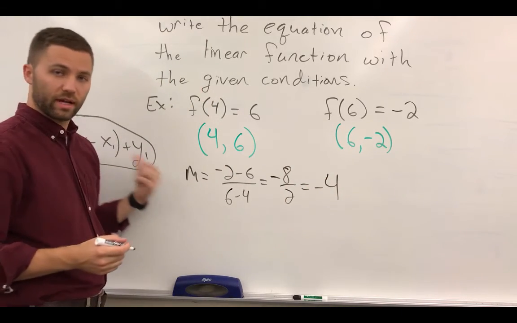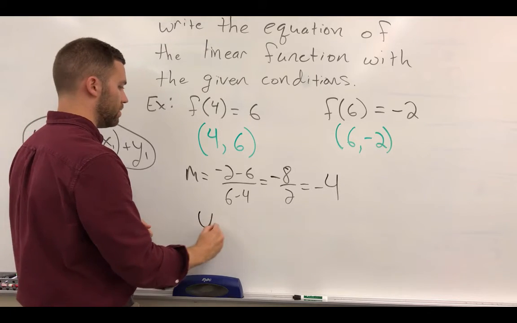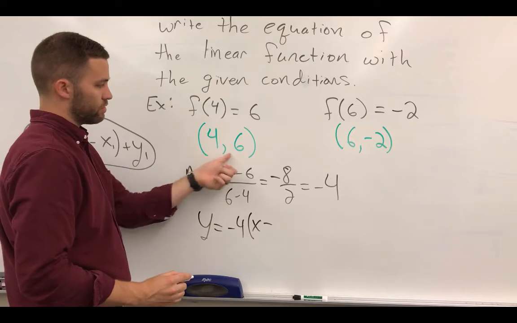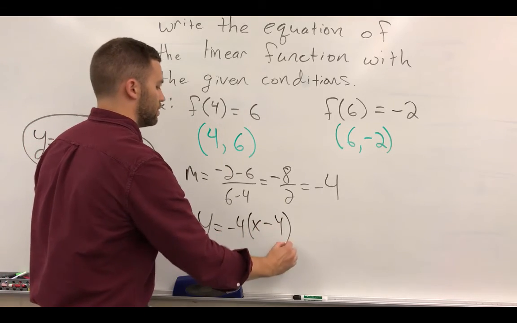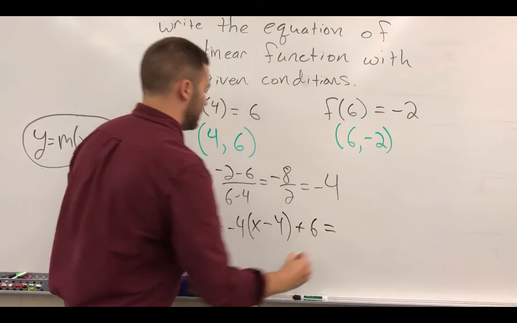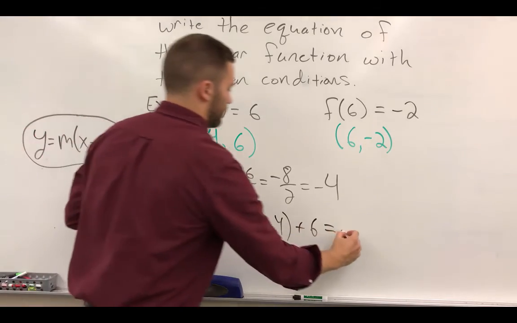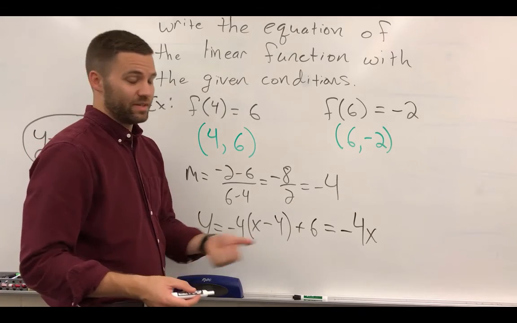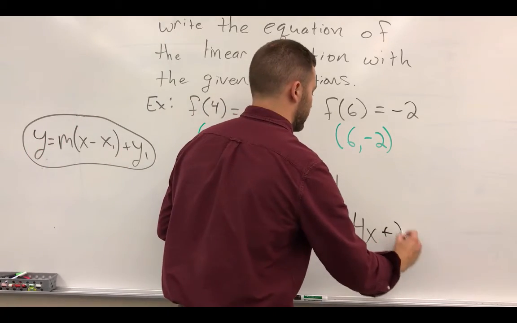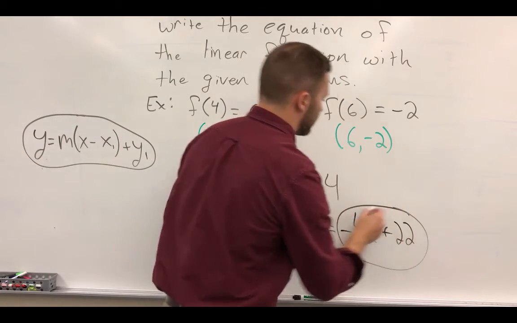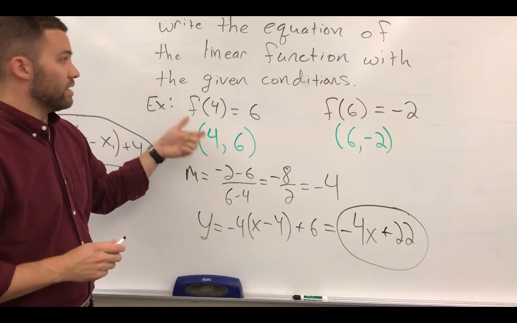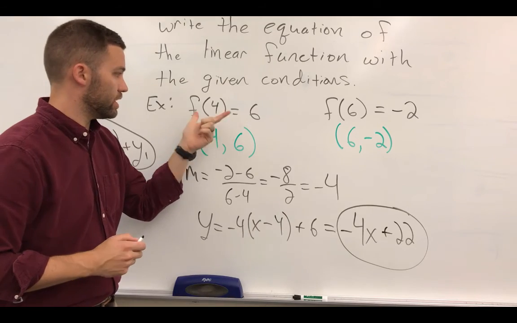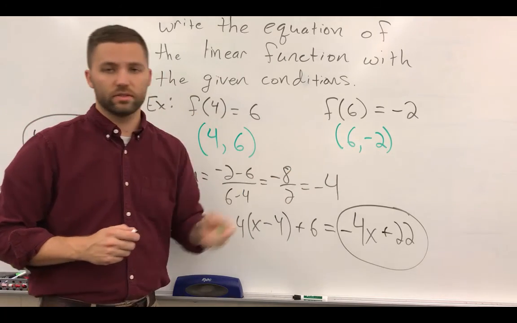Then we'll take that and plug everything into point-slope form. So I get y equals negative 4 times x minus x1. We'll use the first point here, so x minus 4, plus 6. Simplify that, and we end up with negative 4x. Negative 4 times negative 4 is positive 16, plus 6 is 22. So plus 22. And that's the equation of the line through those points. And so again, the way to approach these problems is to turn that function notation into x1, y1, x2, y2.